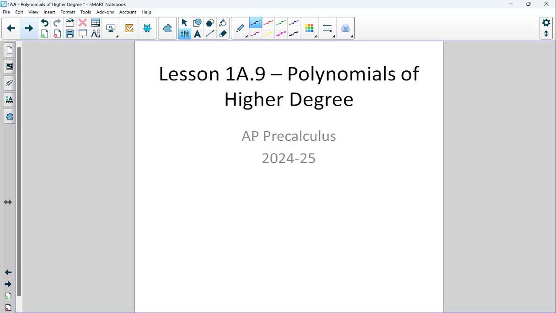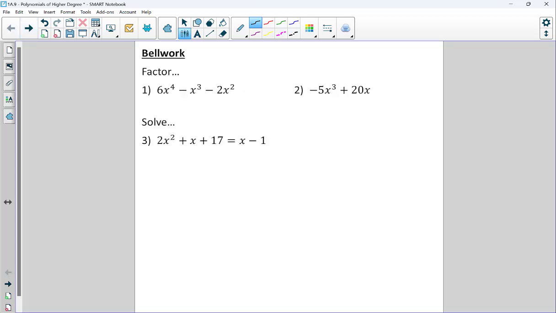So today's lesson is 1A.9, Polynomials of Higher Degree. Before we jump into this, let's start with some Bellwork. Some review questions: two factoring questions, and then a solve question. Go ahead and pause here, play when you're ready.